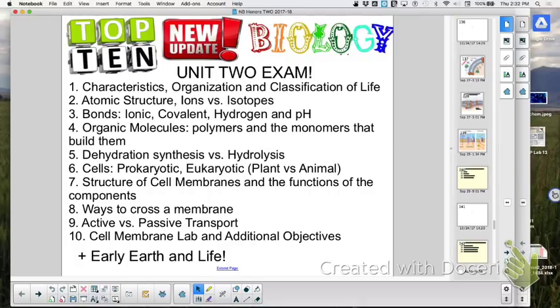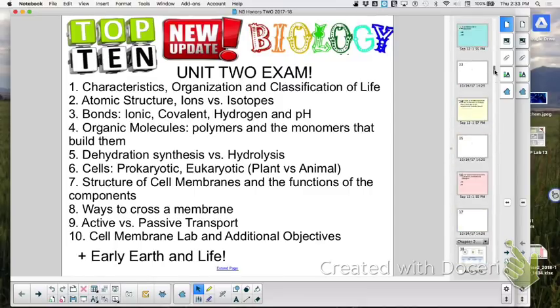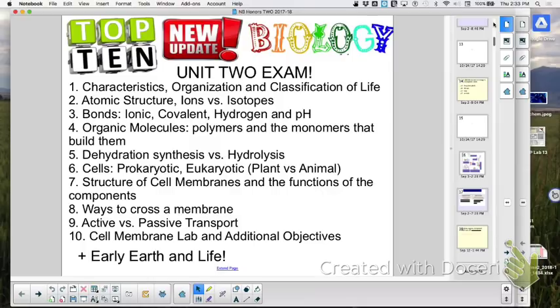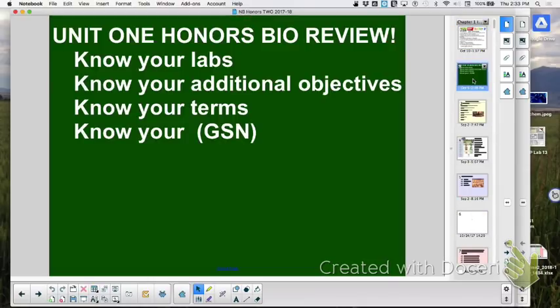These are the top 10, but what I didn't put on my top 10, which I should have, would have been early Earth and life. So we'll start there, okay? This would take you through chapters 1, 2, 3, and 4. These top 10 right here, okay? And then we just need to add on early Earth onto that.